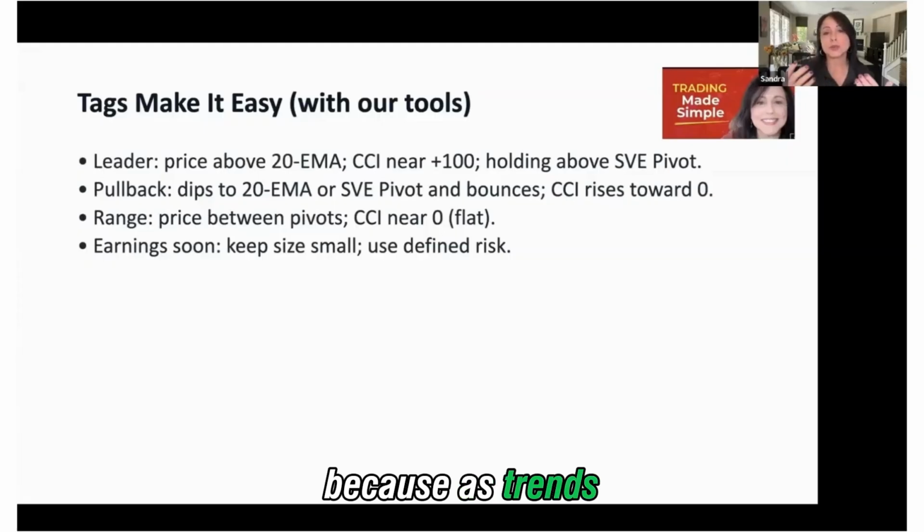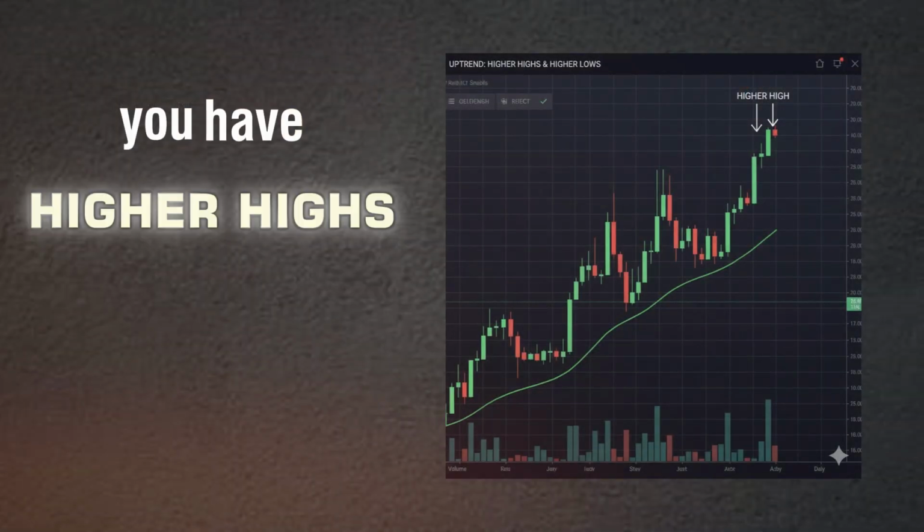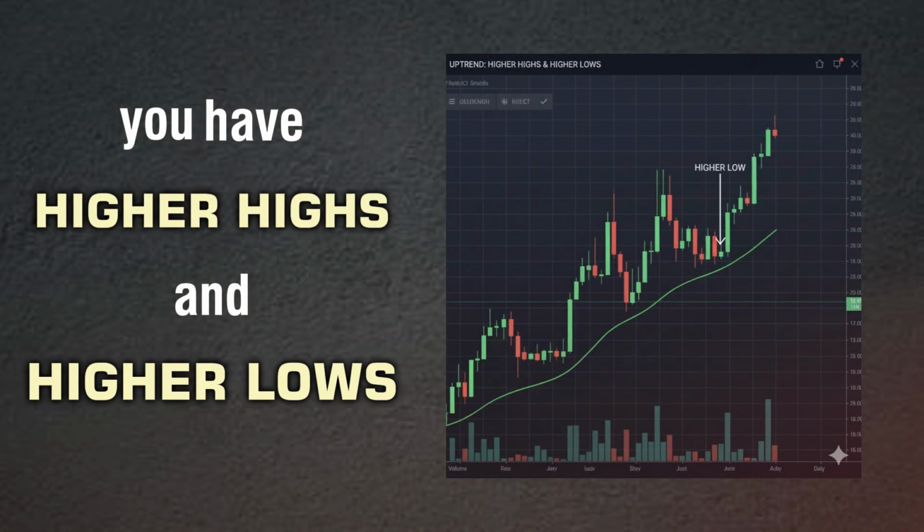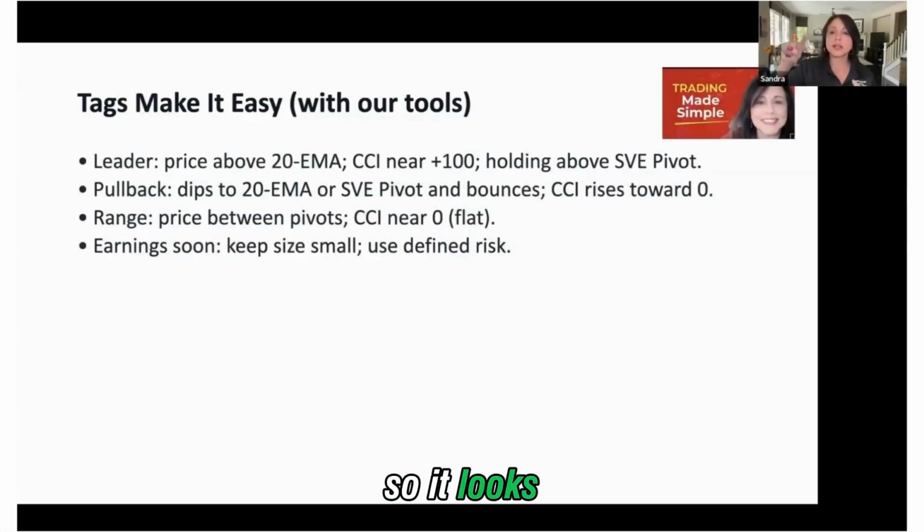Because as trends are created, you have higher highs and higher lows. So it looks like a check mark. And so that's how a trend is created on a chart. And same for a downward. It's going down. It wants to retest that support level that it broke, and then it continues to go down again.